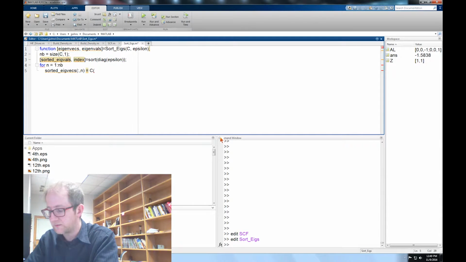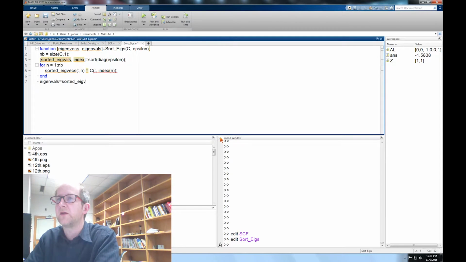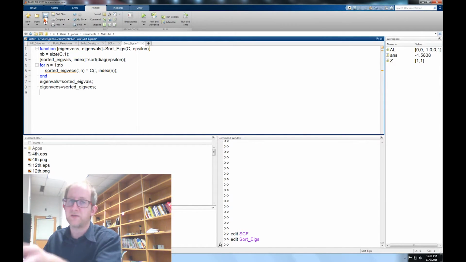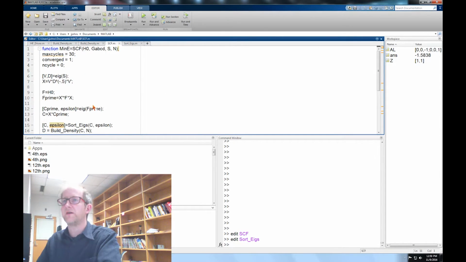C index, sorry, all rows index. And there we go, that looks better. And then we get eigenvals equal sorted eigvals, eigenvecs equal sorted eigvecs. Okay, and so that will sort all of our eigenvalues and eigenvectors. Okay, let's save that and go back over to SCF.